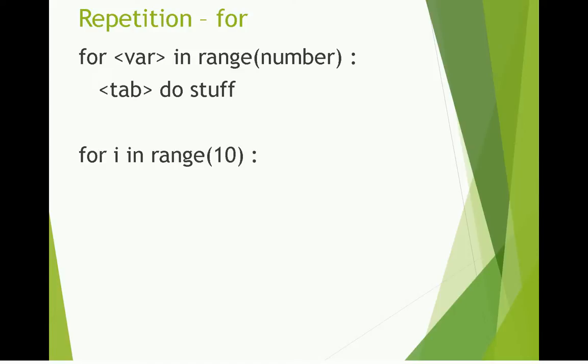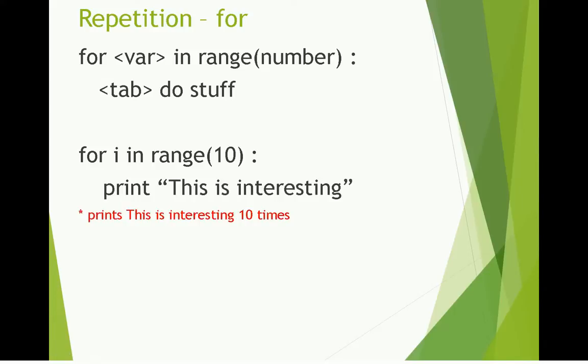So this is an example. For i would be the variable name. It's not a very descriptive variable name, but you're going to find out the vast majority of your programming books, they use the letters i, j, and k as what I call counter variables, so you can count stuff. I tend to want to use a slightly more descriptive variable name, but here's an example. For i in range 10, print this is interesting. It's going to print this is interesting 10 times because I told it in range 10.